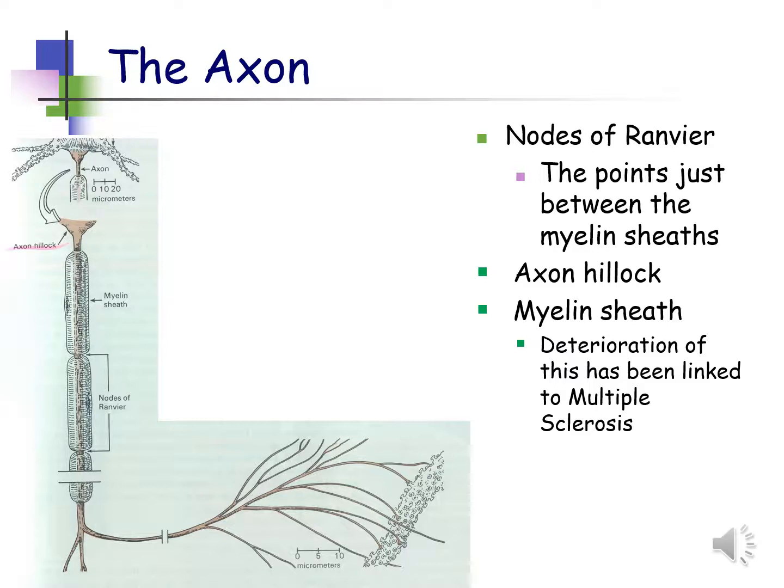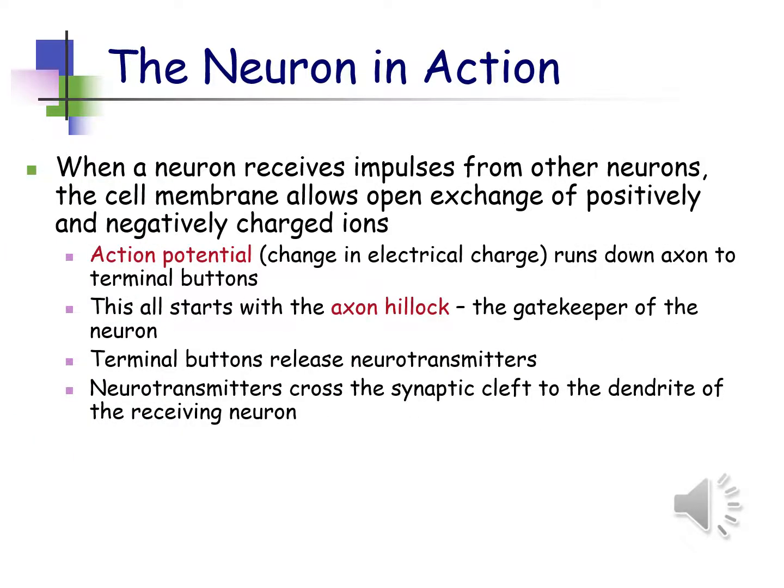Now, in terms of what actually happens within the neuron, when a neuron receives impulses from other neurons, the cell membrane allows an open exchange of positively and negatively charged ions briefly.